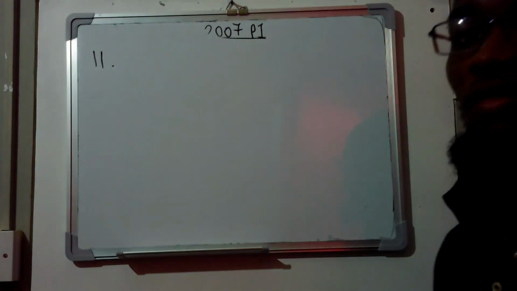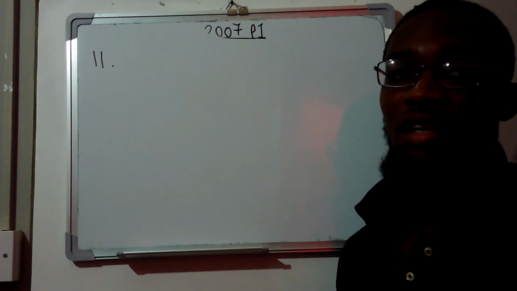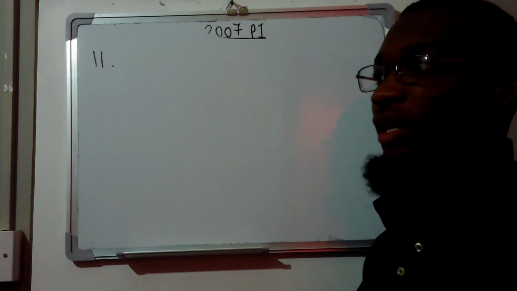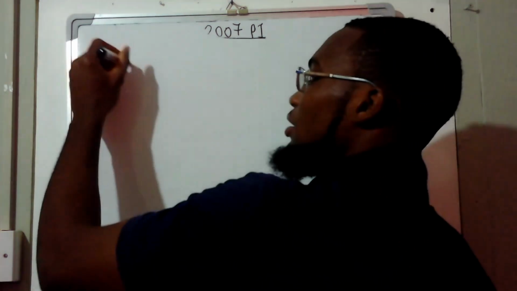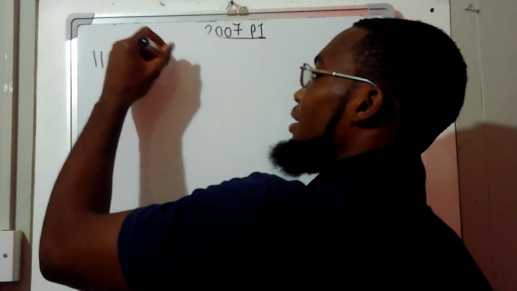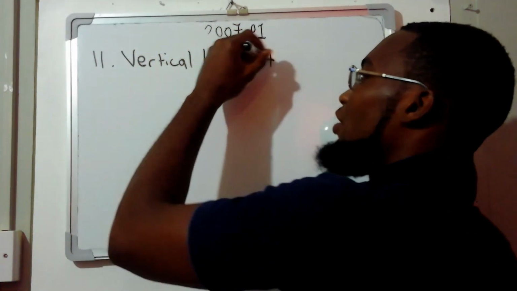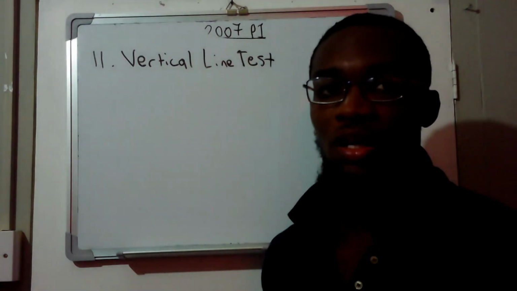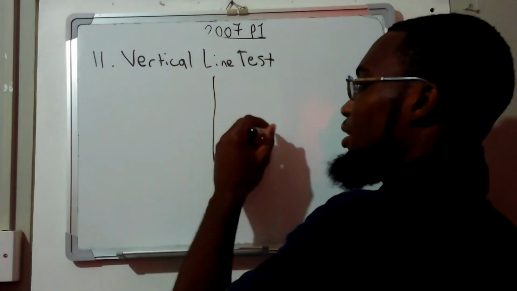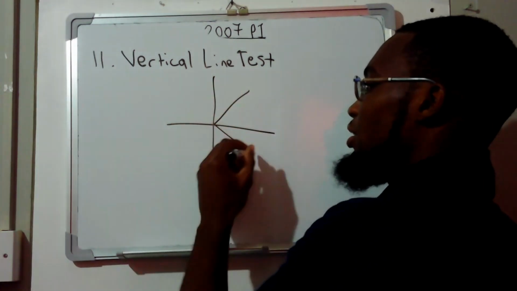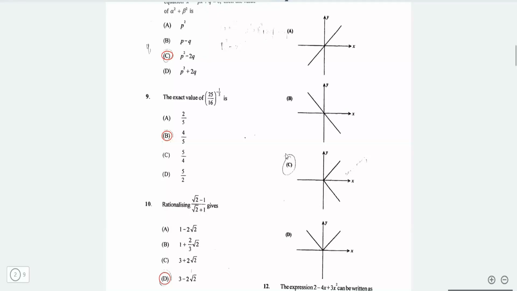Question 11 says, which of the following does not represent a function? Remember, if it's a function, when you do a vertical line test, it only intersects at one point. So vertical line test. If you do a vertical line test and intersect at more than one point, then it's not a function. So it's clearly option C. This function here, when you do a vertical line test, 2 points.